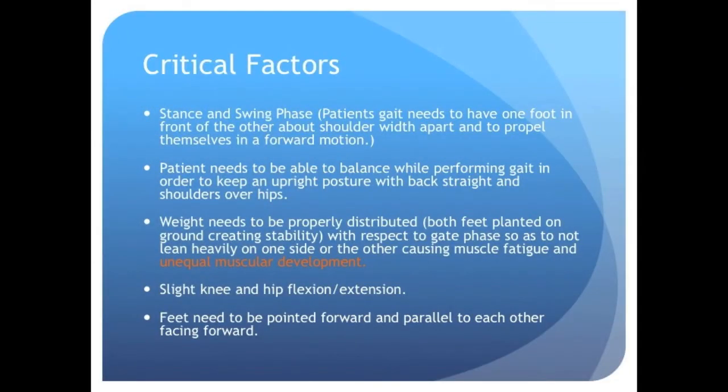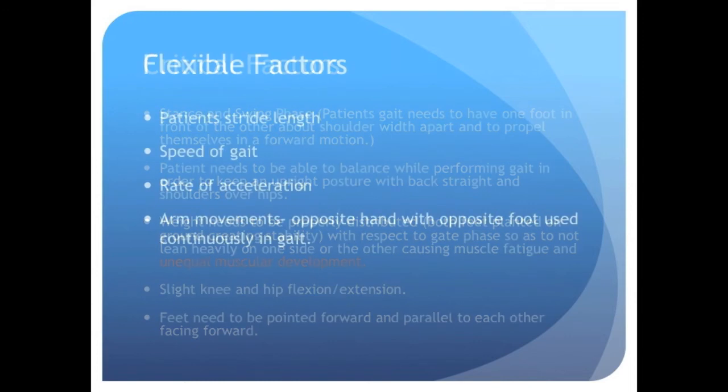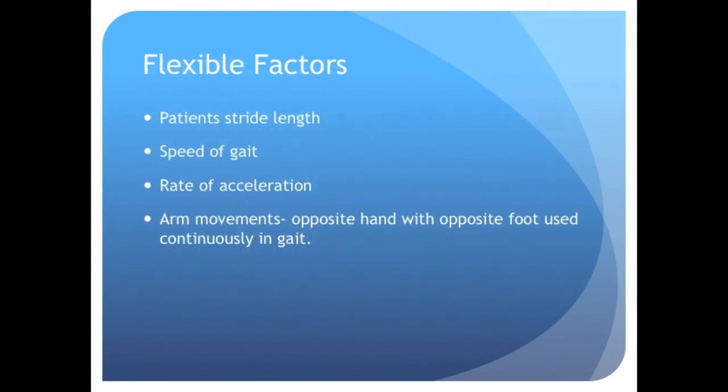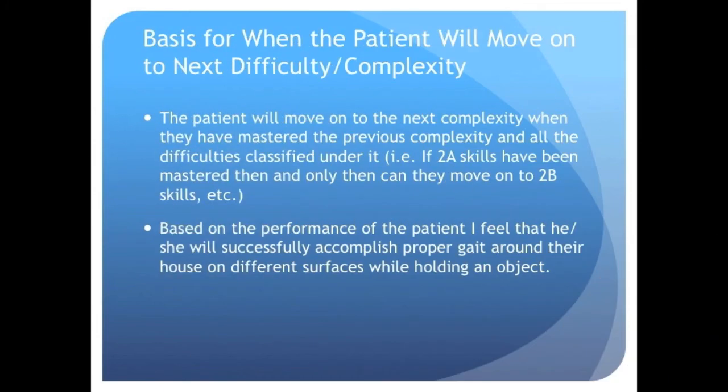So these are the critical factors which are needed for the movement to occur. One of the biggest things is weight distribution. It has to be equally distributed. You can see here now that there are flexible factors which can vary, which are the speed, stride length, rate of acceleration, or the patient's arm movements. Last, we must progress the patient through different difficulties and complexities, which is determined through the completion of the specific task.